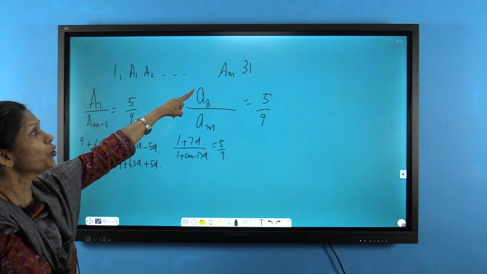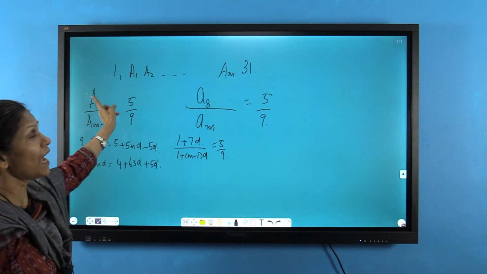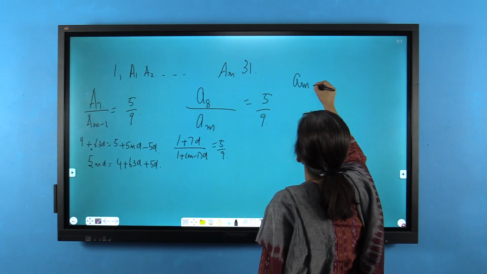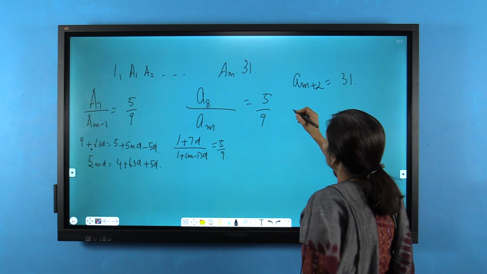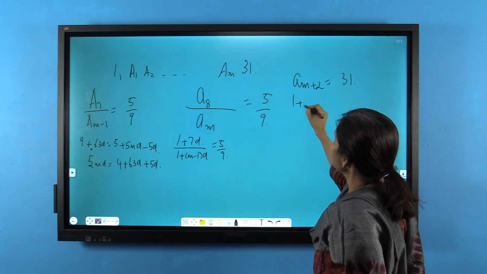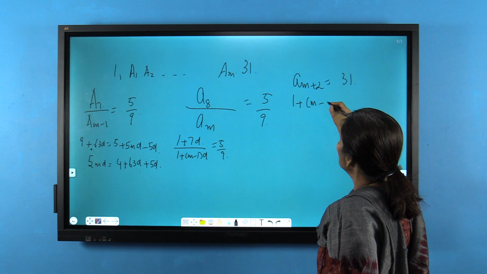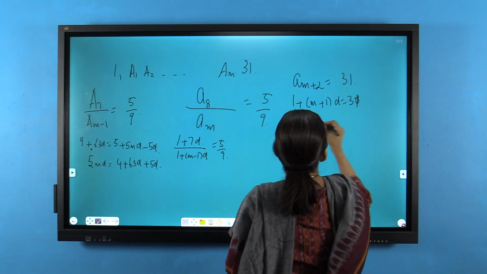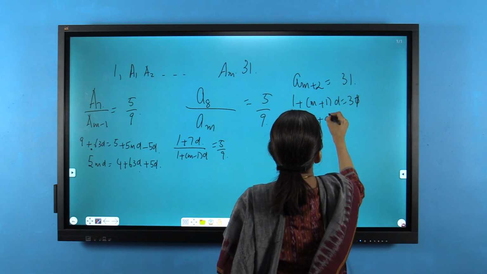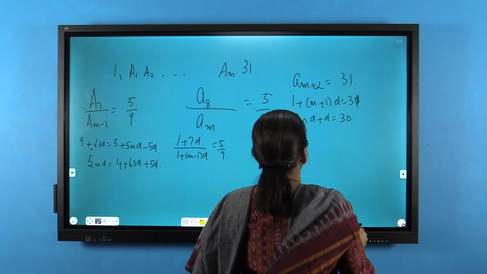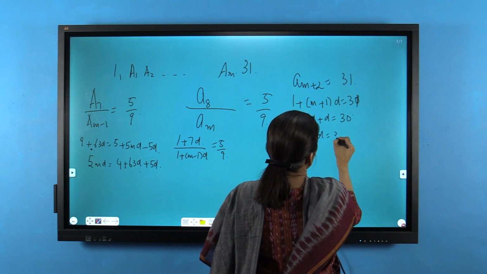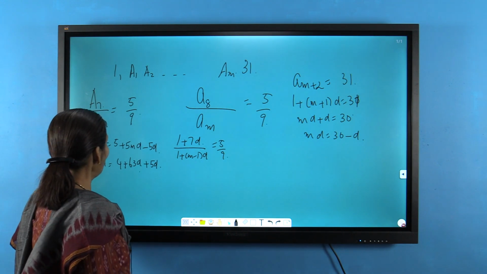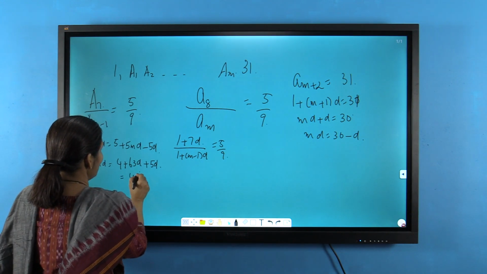In this AP, do not you have 31 as the m plus 2th term? So, m plus 2th term is 31. What is the m plus 2th term? A plus m plus 2 minus 1, that is m plus 1 into d is 31. So, you have md plus d is 30. So, what is md? It is 30 minus d. Substitute that value of md here. What would you have? This is actually 4 plus 68d.